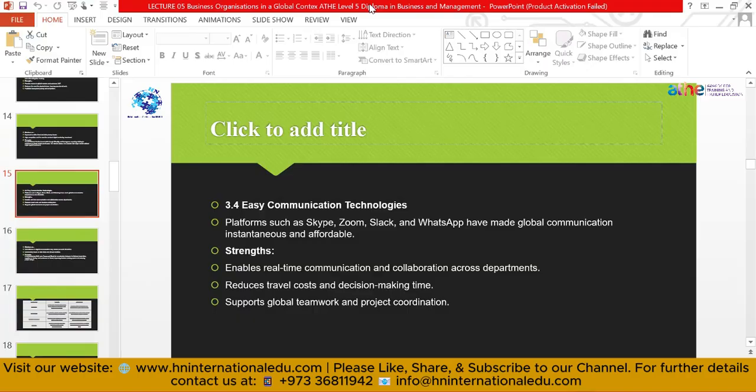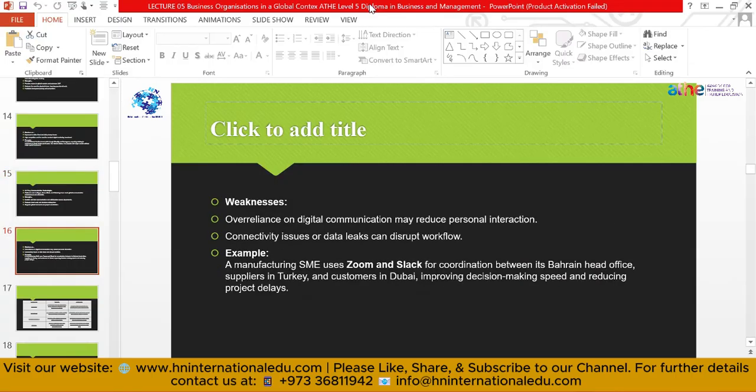Supports global teamwork and project coordination. Again, it is easy to invite different people and make sure they are attending the meeting and we are discussing. However, over-reliance on digital communication may reduce personal interactions as well. Personal interaction, people get isolated. Already they're introverts, and then it gets worse.